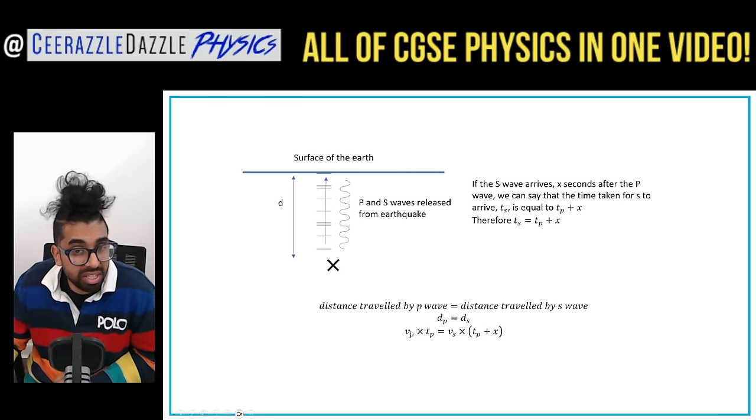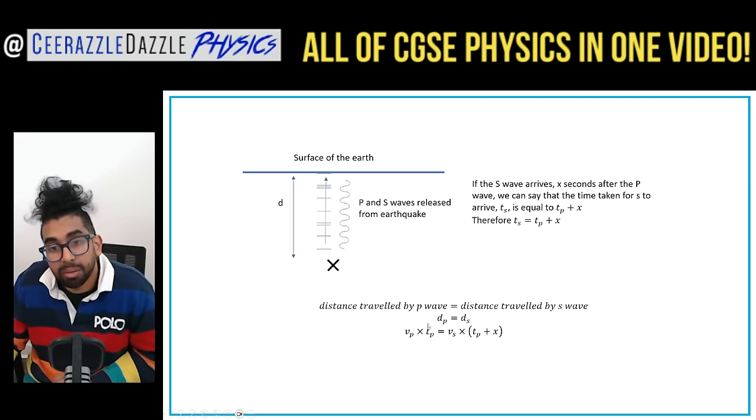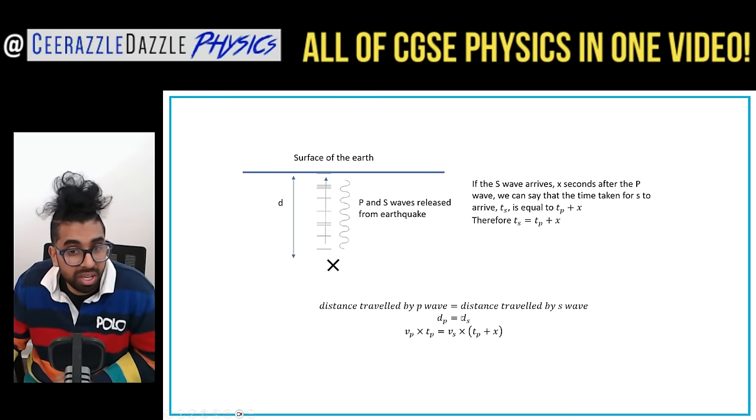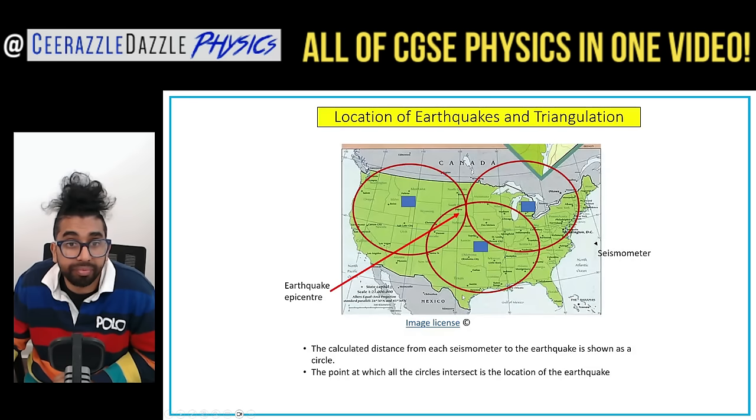So therefore, I can plug it into our formula. We can see that the velocity of the P wave times the time of the P wave is equal to the velocity of the S wave times the time of the P wave plus X. Don't forget, this is the time of the S wave, which we set up above over here. Make sure you can see that relationship and you can manipulate it and rearrange it if required.